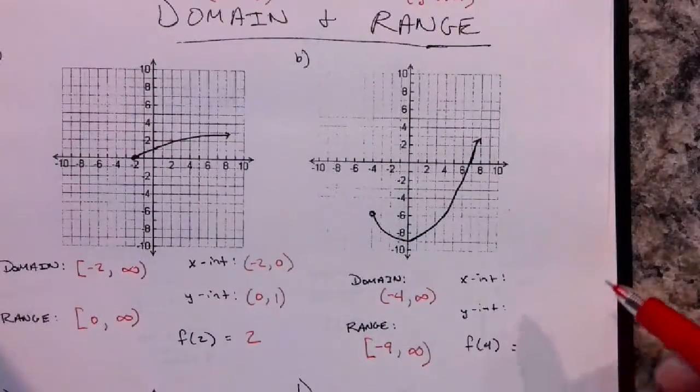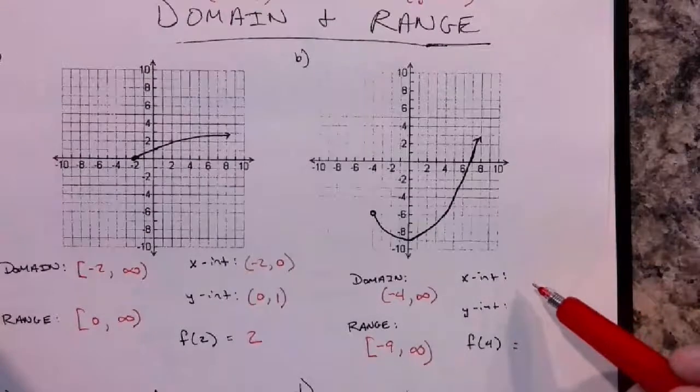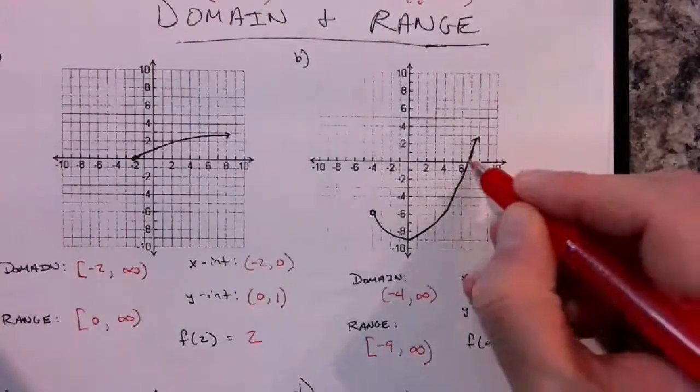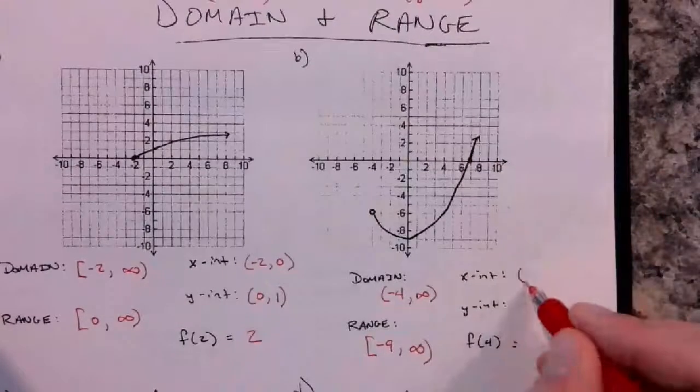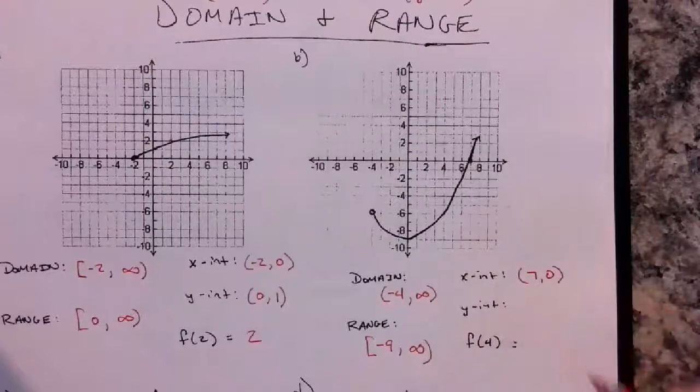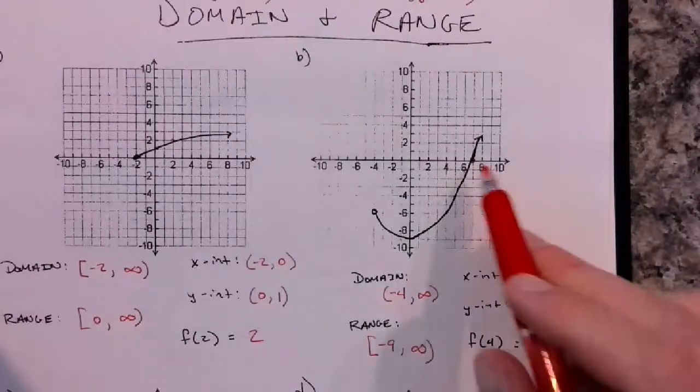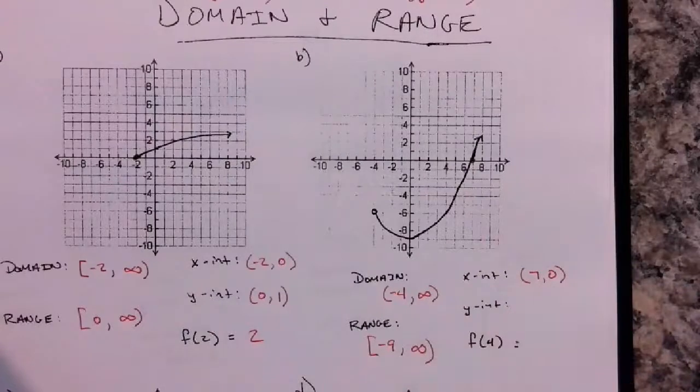The x-intercept, where does it cross the x-axis? Well, it looks like it crosses the x-axis right there at 7. So this would be the coordinates, 7, 0. Again, parentheses around it because it's a coordinate. The x value is 7. The y value with the x-intercept is always 0.